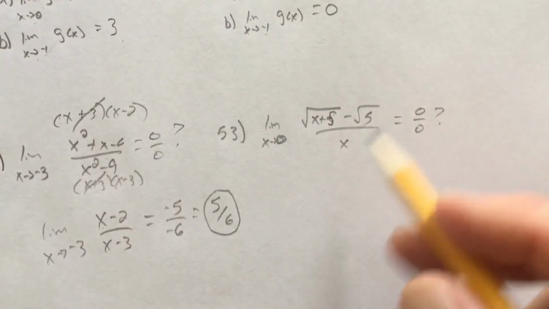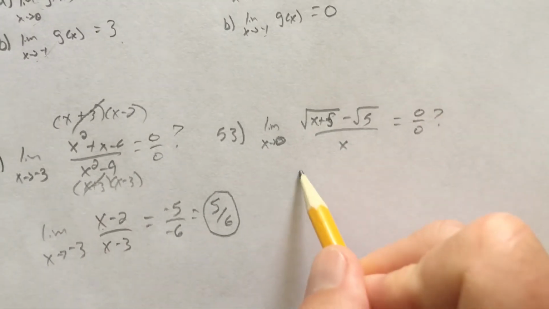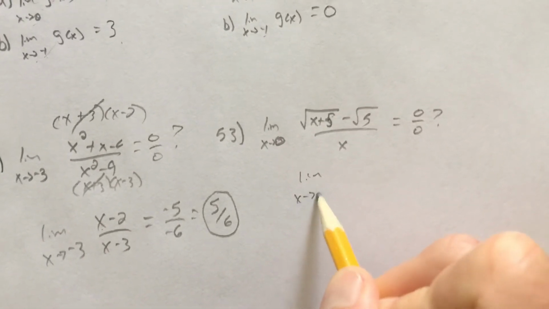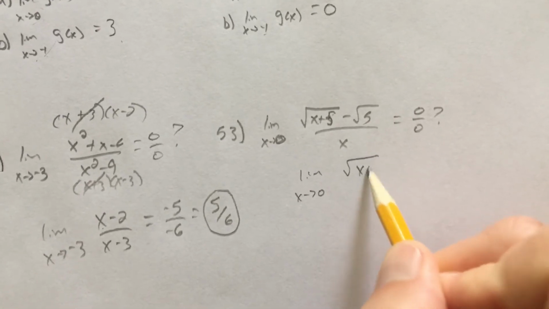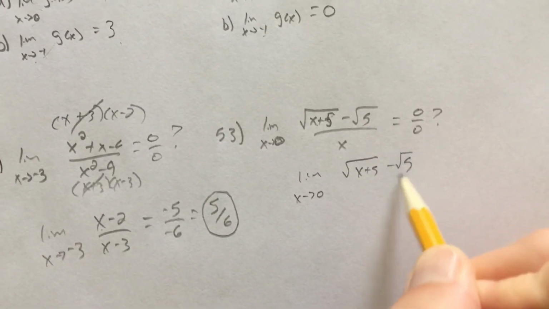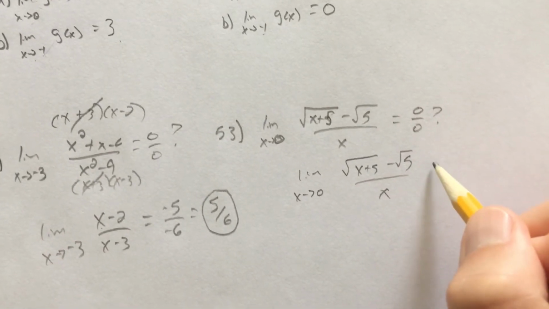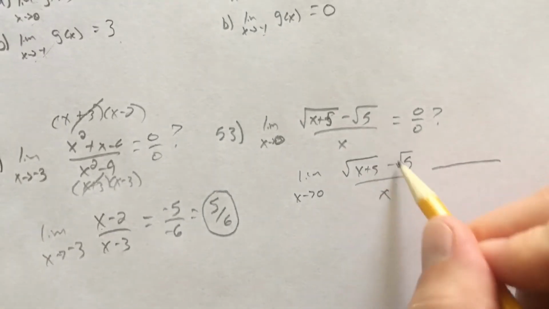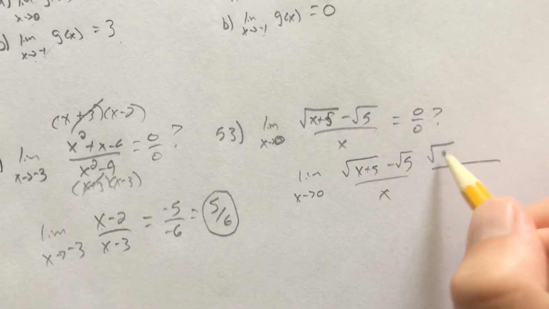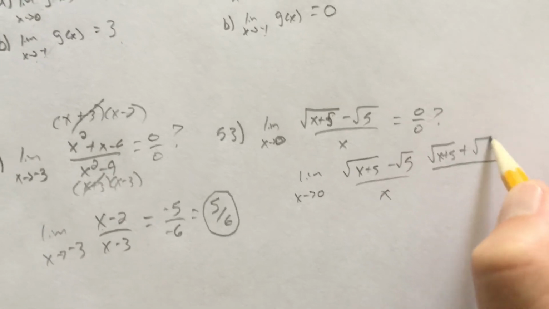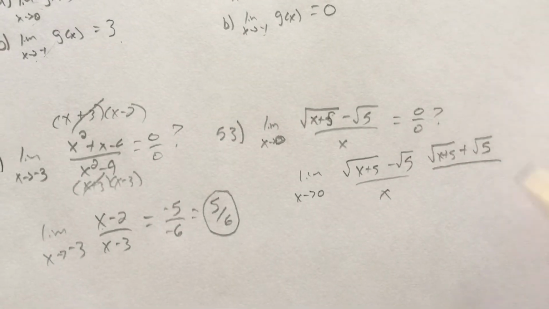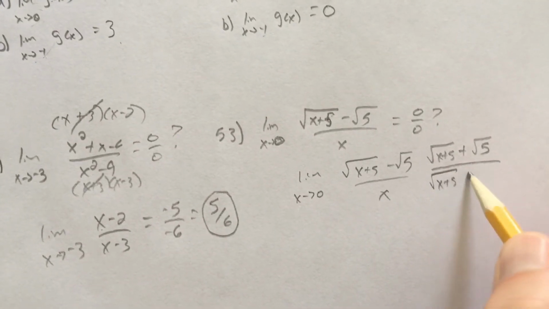So on this type of problem, there's a little bit more work involved. You will never have to do this on an AP test, so don't worry. But the work that we do is we multiply top and bottom by what we call a conjugate. So we look at this and we say, instead of minus, what if we had changed that to plus? All right?